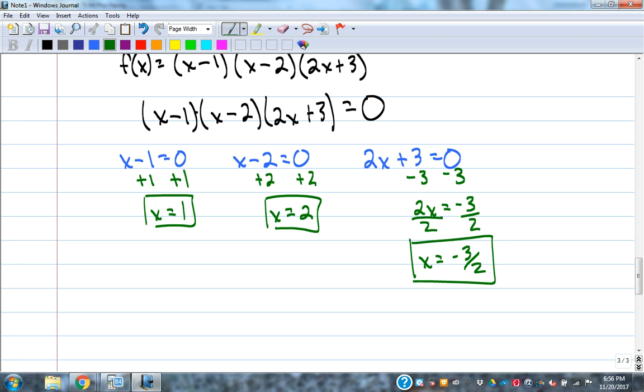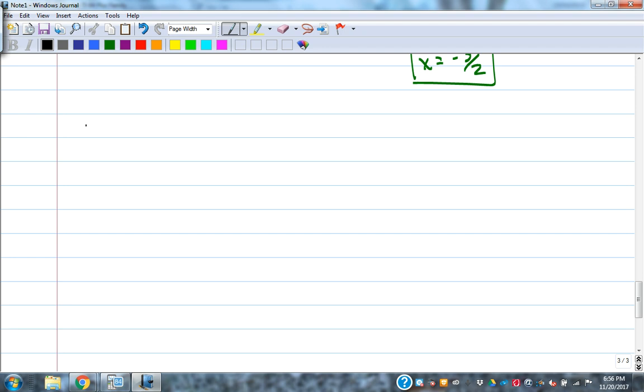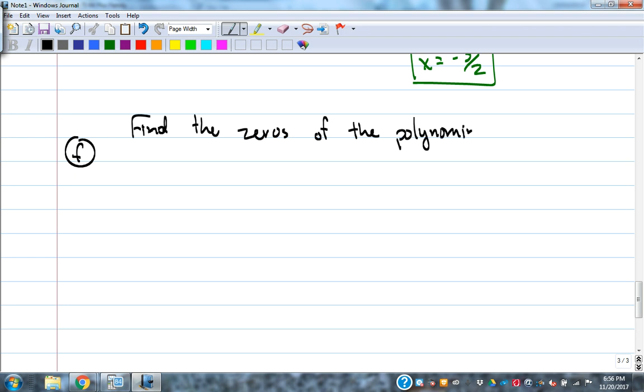Okay, so let's go a little further here, and let's take that same idea and find the zeros for a polynomial given one of the zeros. So far, they're giving us some of the information. We're building up to them giving us none of the information. So here's the next example, example F. Find the zeros of the polynomial given.